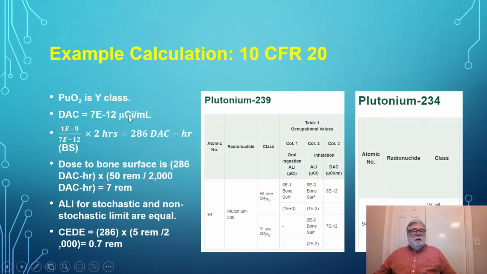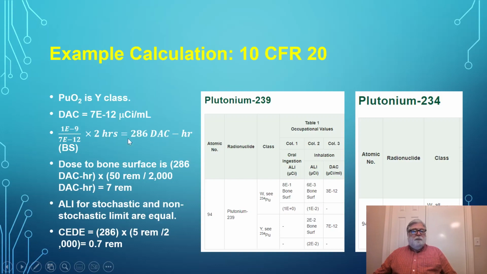So we go to 10 CFR Part 20 to our table. Now, when we look at plutonium-239, it tells us to see plutonium-234 for the classes. Plutonium-234 tells me that W class is everything except plutonium oxide. Y class is plutonium oxide. In our problem, we're looking for plutonium oxide. It's Y class. It's insoluble. It doesn't clear the lungs. And we know that for Y class materials, the DAC is 7 × 10⁻¹² microcuries per milliliter. So we have our concentration divided by the DAC times 2 hours.